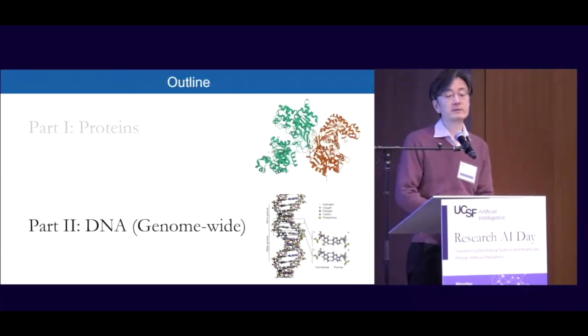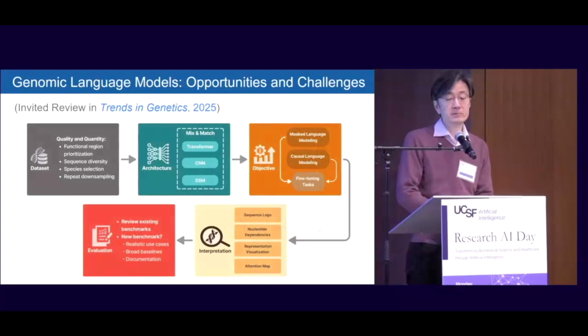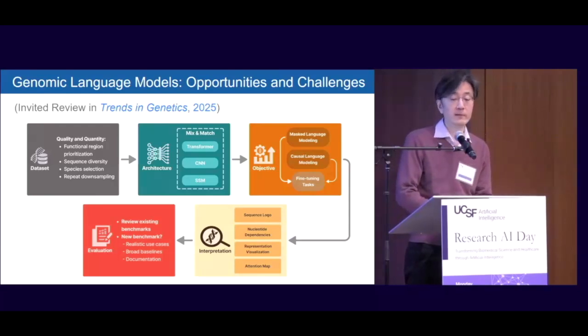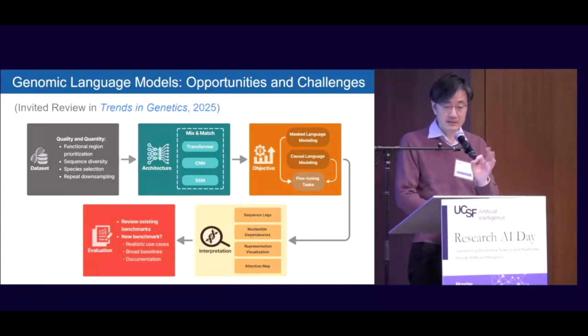So what can we do with DNAs? It turns out that training a language model for DNA is a much more challenging problem. We have a new review paper in Trends in Genetics describing the opportunities and challenges. I will refer you to the paper, but I just want to mention that this is not an easy problem. And the main challenge really comes from two facts, I think.